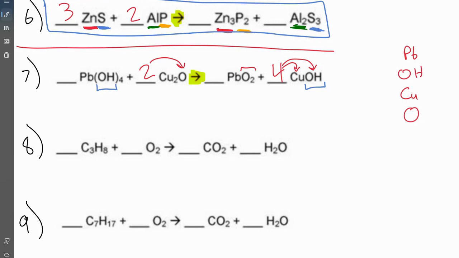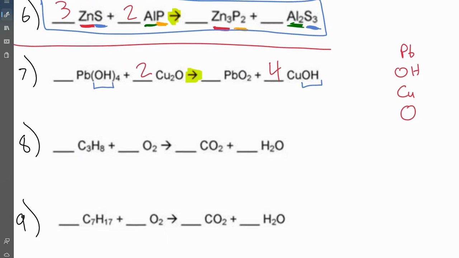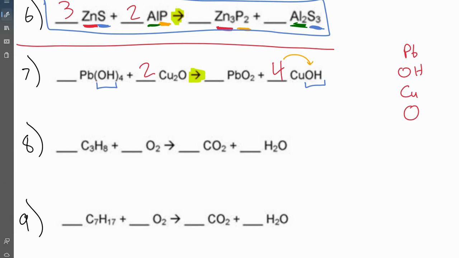Okay, I think we accounted for all the elements, but let's go back and double check, shall we? So we've got 1 lead on the right, 1 lead. 4 hydroxides, 4 hydroxides. 2 times Cu2, so that's 4 coppers and 4 coppers. Then 2 oxygens, 2 oxygens. Perfect. We're done.